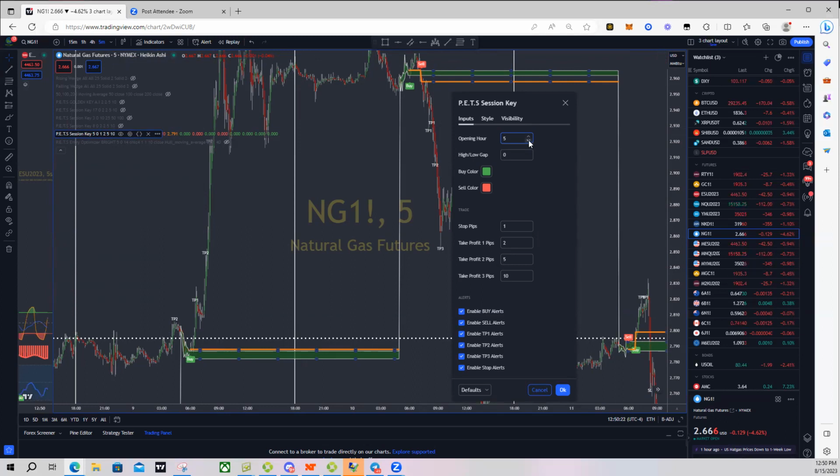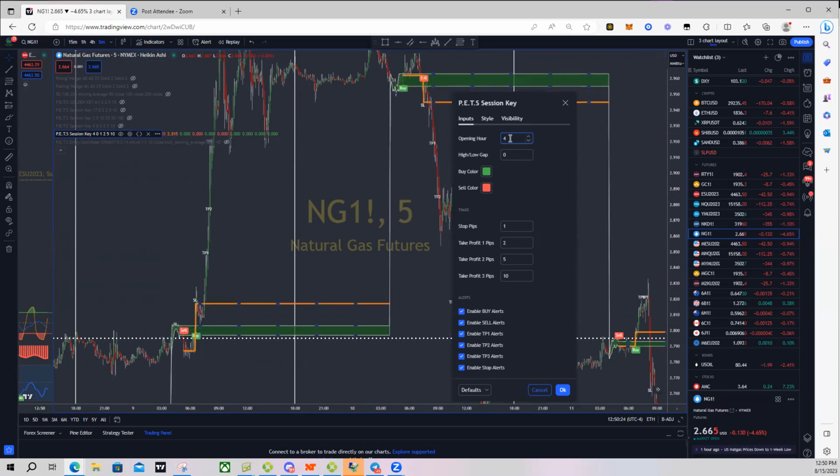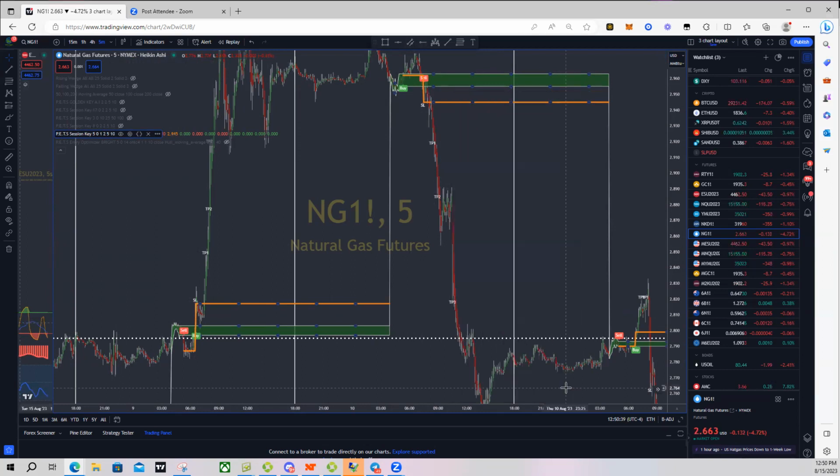You'll start getting signals. If you want to use opening hour at 4, that means you need to be up by 6 a.m. because the zone will be created by 6 a.m., and you will start to see the signals from that point forward. But that's basically it. So we're going to backtest so you guys can see the power of natural gas.